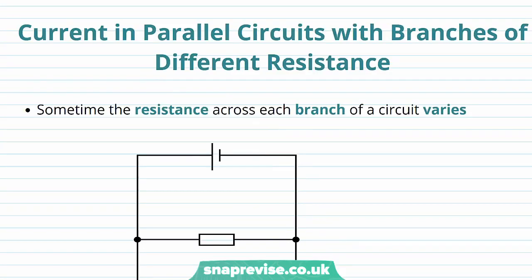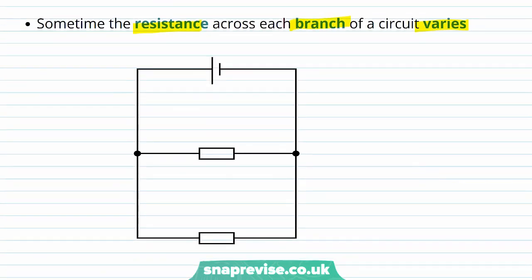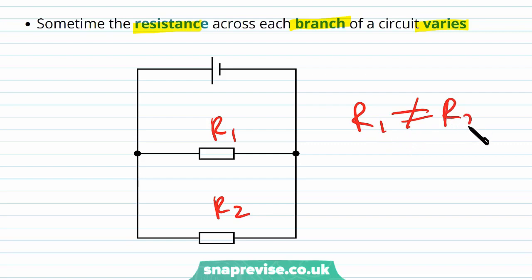So now let's consider the current in parallel circuits where we've got branches of different resistance, because this is actually a bit more complicated. So sometimes the resistance across each branch of a circuit varies. So for example, we've got two resistors here in our circuit on each branch. We've got R1 and R2. And in this case, R1 is not equal to R2, so they're not equal resistance.